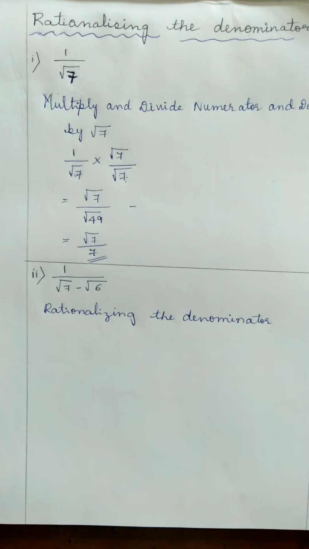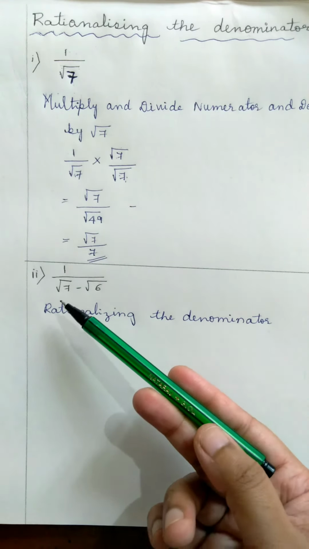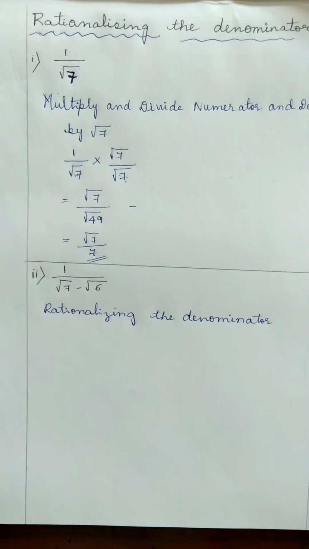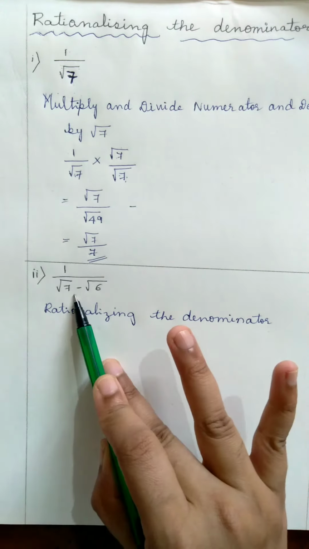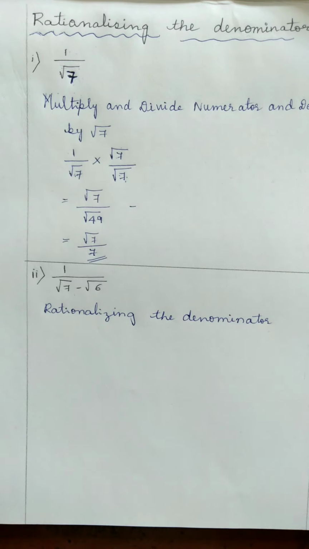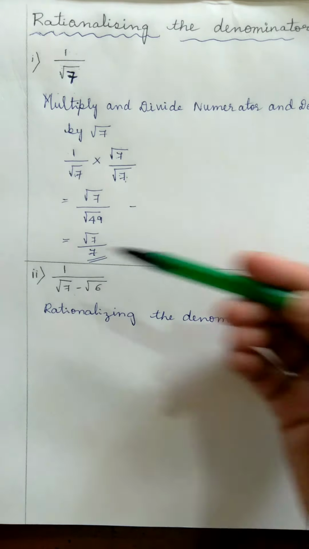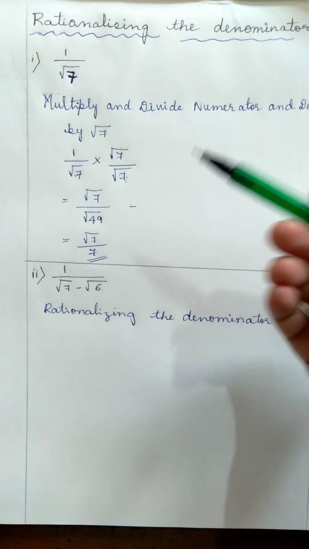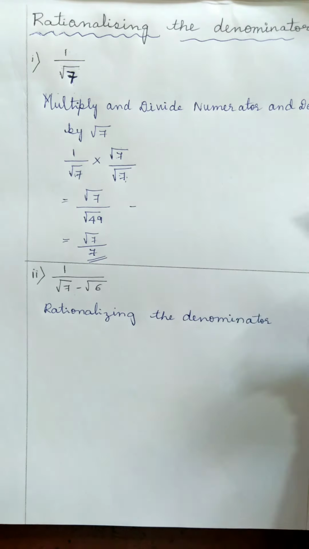Consider the second problem in which we have 1 by root 7 minus root 6. Therefore, rationalizing the denominator. The denominator contains root 7 minus root 6. In this method, multiply numerator and denominator by root 7 plus root 6. This minus gets changed to a plus. Therefore, the method is to multiply and divide the numerator and the denominator by root 7 plus root 6.